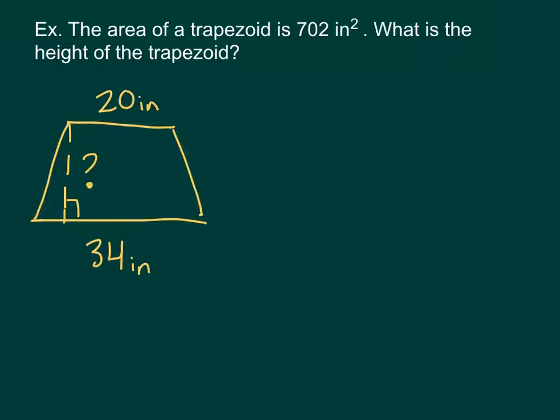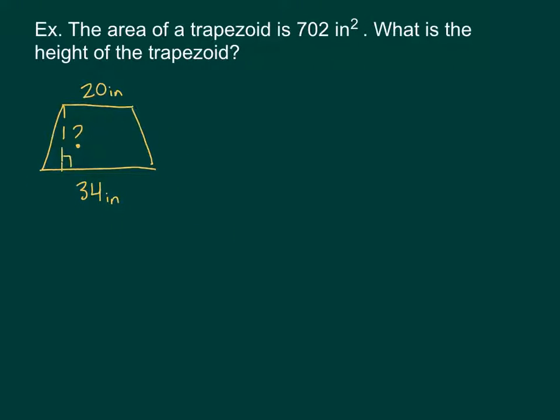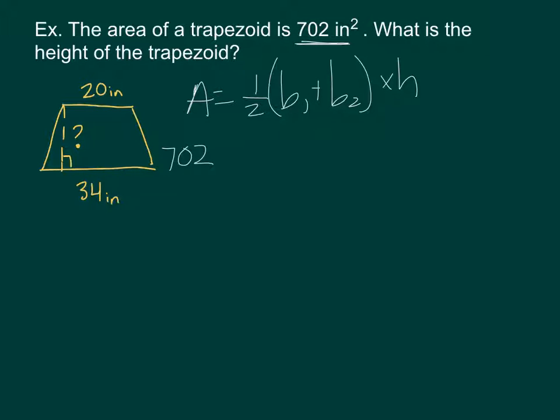Oops, I'm going to move this so I have a little bit more space to work. Okay. I'm going to start with A equals 1/2 B1 plus B2 times H. Just to remind you of our formula. I know my area is 702. It told me that in the story problem here. Equals, 1/2 will stay the same. My base 1 is 20. My base 2 is 34. And my height, oh yeah, it's a question mark. I don't know that yet.